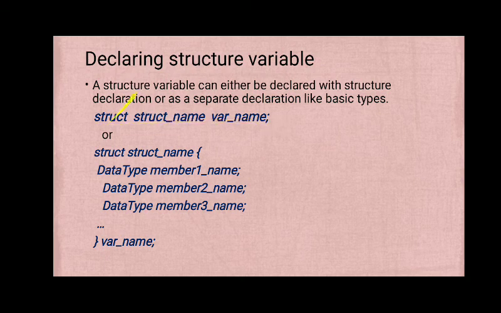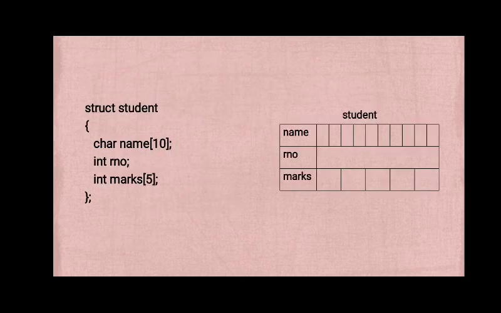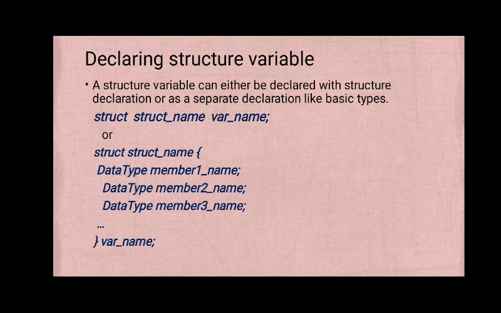So just give the keyword struct, the name of the structure, and then give the variable name. Another method is, you remember that we ended the structure with a semicolon. Before ending with the semicolon, you can give the variable name there. You can write any number of variables here separated by commas.